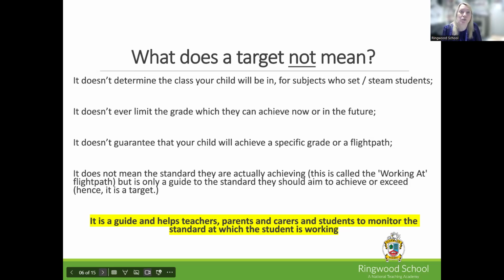You will see that on your second progress check that will come out later this year. I'll talk about that a little bit later. And that will be called the working at flight path. So that is the reflection of where they really are working. The target flight path is the guide to where they should be working or should be exceeding.